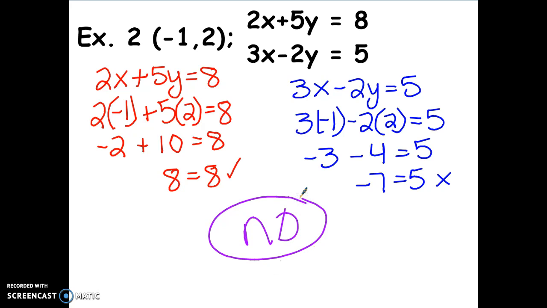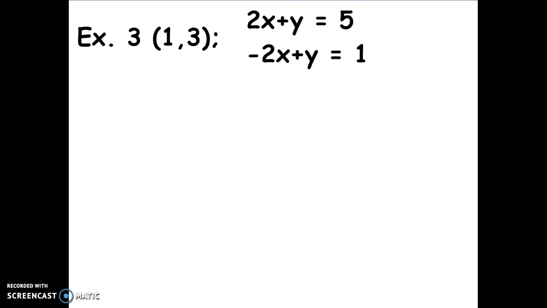Pause the video here if you need to finish copying down the work for this example. Press play when you're ready to move on. All right, example 3, you guys are going to try by yourself. So go ahead and pause the video here. Only press play once everyone has had the chance to try the problem on their own.